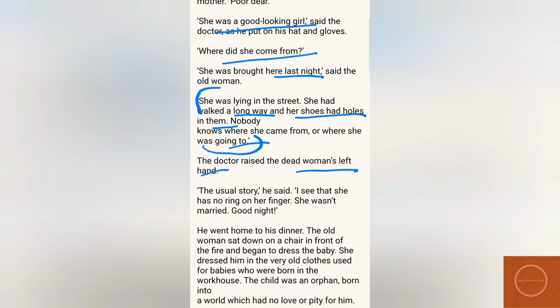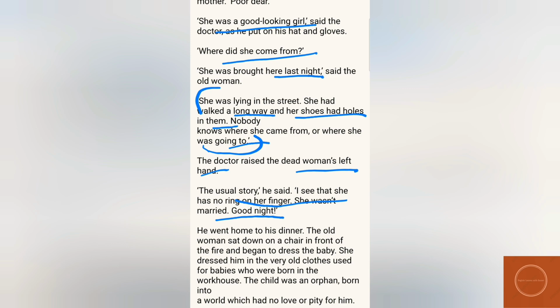So then he sadly explains the usual story. I see that she has no ring on her finger. She wasn't married. Good night. Now finally he also just leaves from there. So here no ring means that she was without a husband, means she was not married.